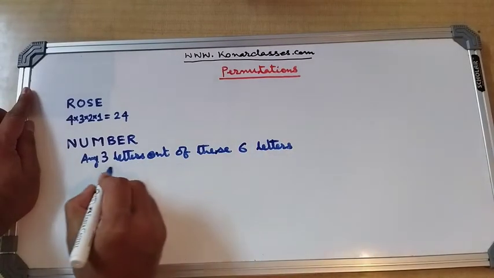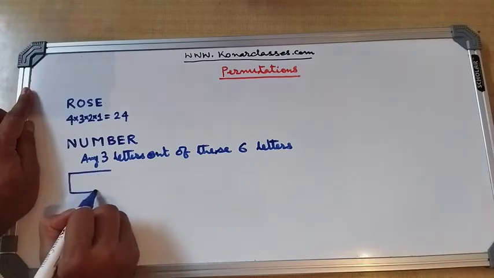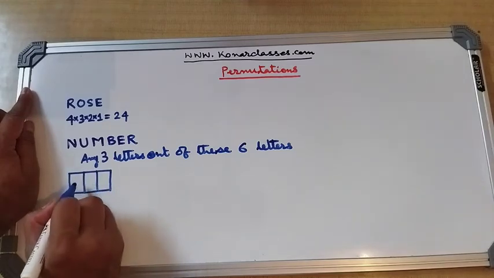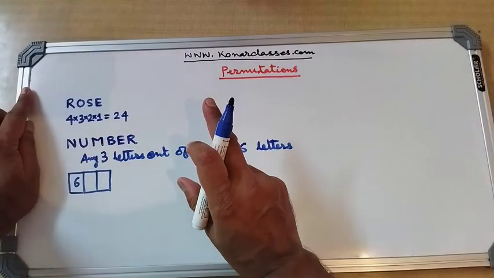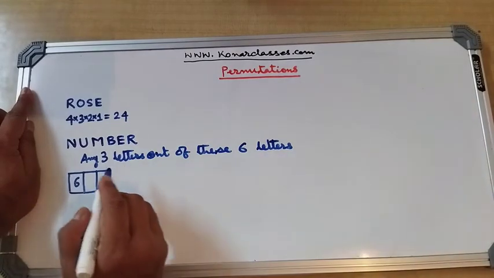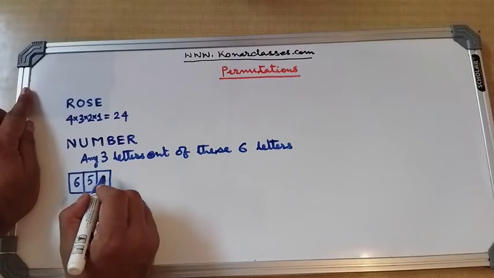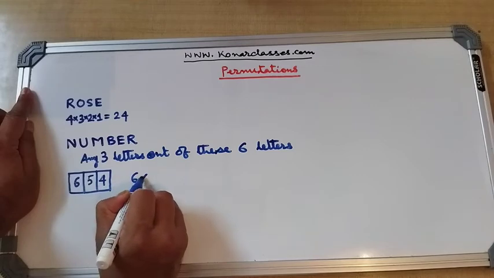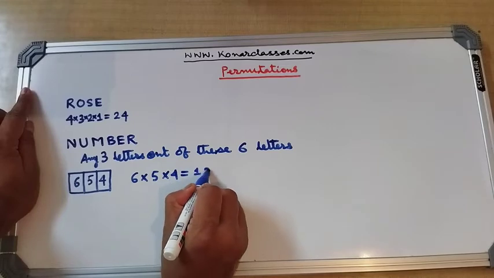If we make 3 places for it, how can the first place be filled? The first place can be filled in 6 different ways, because we have these 6 letters. Here also repetition is not allowed. Then the second place can be done in any of the 5 different ways, because one is already occupied in the first place. Similarly, the third place can be done in 4 different ways. So the required number is 6 into 5 into 4, and that comes to 120.